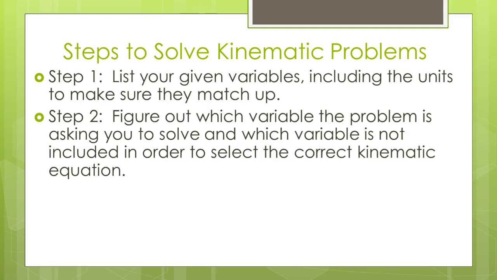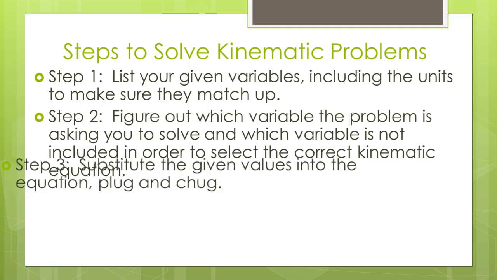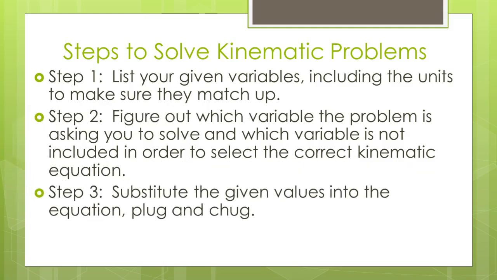The variable that's not included will direct you to which of the 4 kinematic equations you need to use, and the variable that you're solving for, being asked to find, will direct you to which of the derived equations you need to use. Step 3. Once you've selected the correct kinematic equation, it's time to substitute the given values into the equation, plug and chug. This is straight up calculation time.